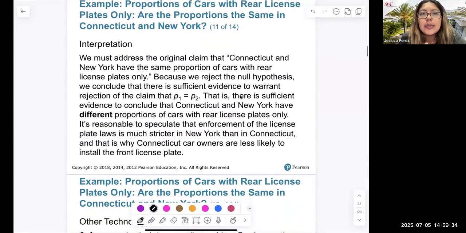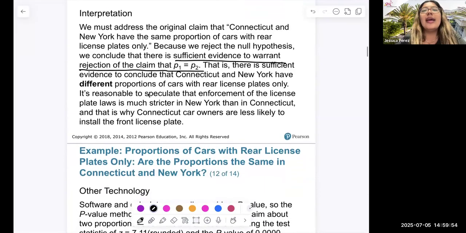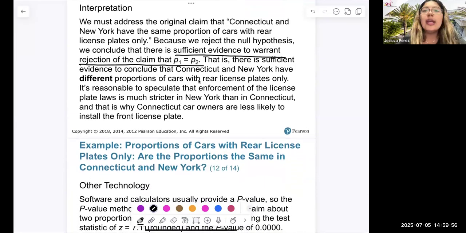So what does that tell us? What is the interpretation here? We must address the original claim: Connecticut and New York have the same proportion of cars with rear license plates only. Because we reject the null, we conclude that there is sufficient evidence to reject the claim that P1 is equal to P2. That is, we have sufficient evidence to conclude that New York and Connecticut have different proportions of cars with rear license plates.